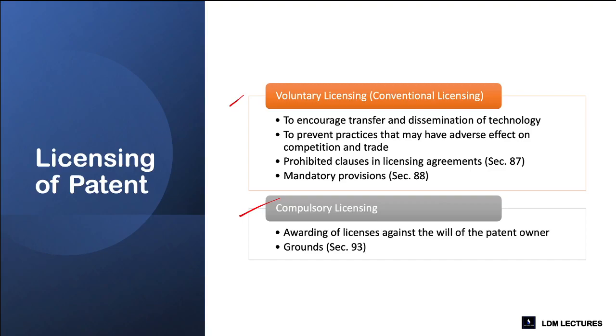So, we already said it: to prevent practices that may have adverse effect on competition and trade. Prohibited clauses in licensing agreements. So, just review that under Section 87 and the mandatory provisions under Section 88. Okay? Compulsory licensing, on the other hand, is against the will of the patent owner. What are the instances when the patent owner can be forced to license his or her patent?